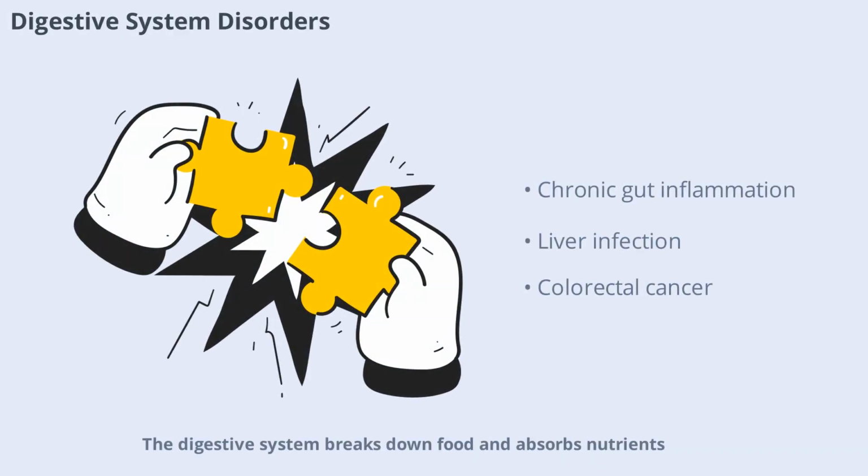The digestive system breaks down food and absorbs nutrients. Pathophysiological processes like inflammation, infection, and cancer can impair these functions. Conditions such as Crohn's disease, hepatitis, and colorectal cancer each have unique mechanisms. Crohn's involves chronic inflammation of the gut, hepatitis is liver inflammation often caused by viruses, and colorectal cancer results from abnormal cell growth. Understanding these processes is key to managing digestive health.